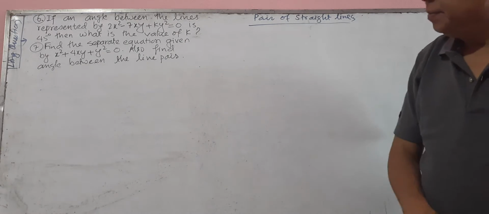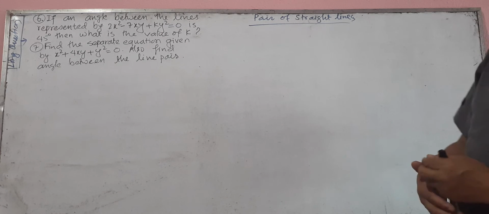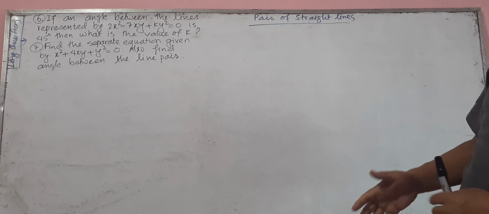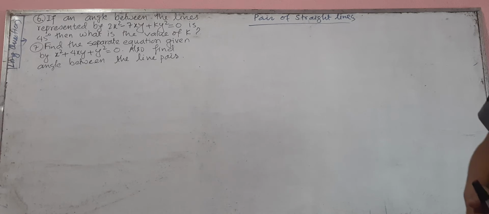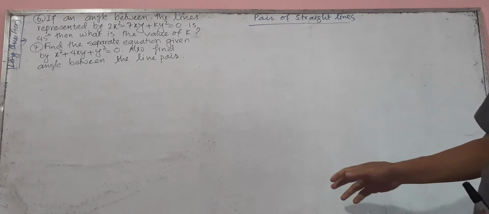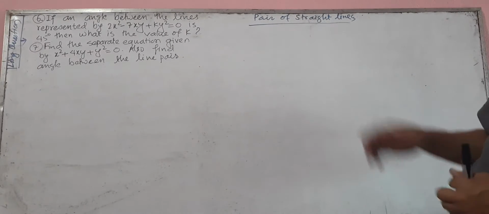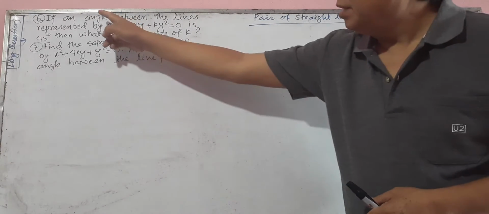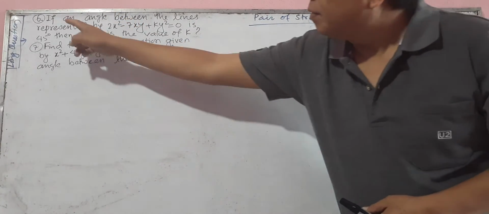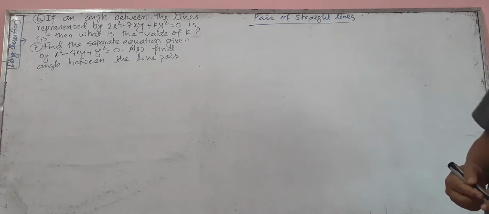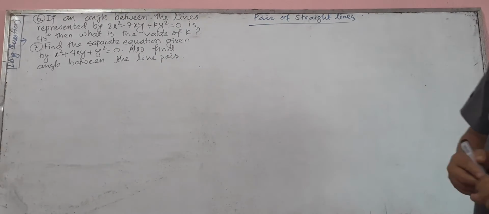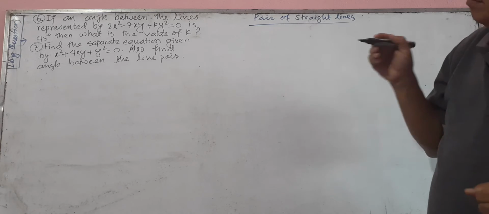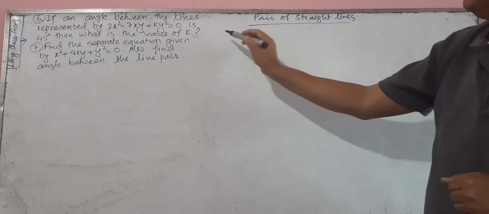This video is a continuation of the previous video. We have solved up to 5 questions of this chapter, pair of straight lines, in the previous video, and in this video we will solve the remaining problems 6 and 7. Let us start the solution of question number 6.